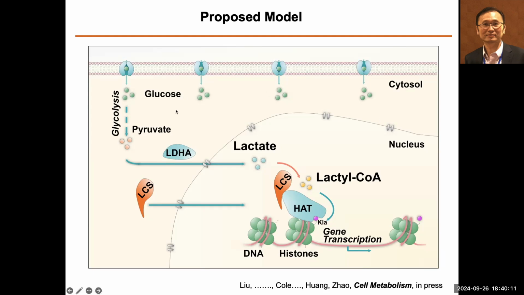Under diverse conditions, when glycolysis is elevated, it leads to a high concentration of lactate. And this lactate can be used by GTP-SCS to generate lacto-CoA. This lacto-CoA can be used in situ for histone lactation. The upregulated histone lactation modulates gene expression.